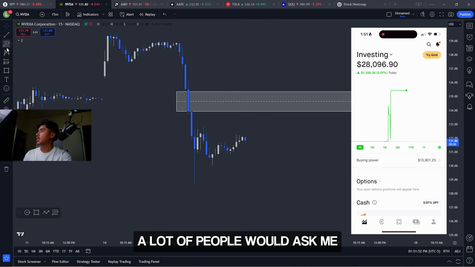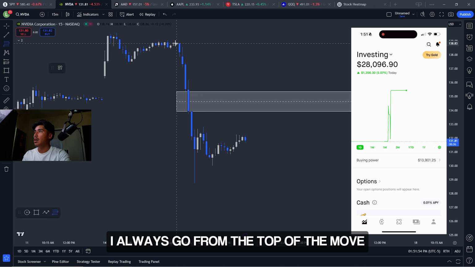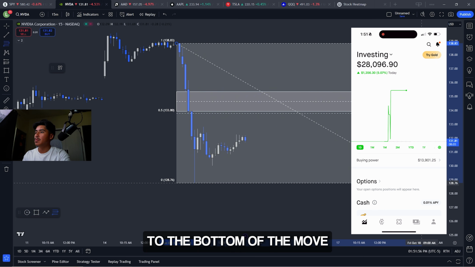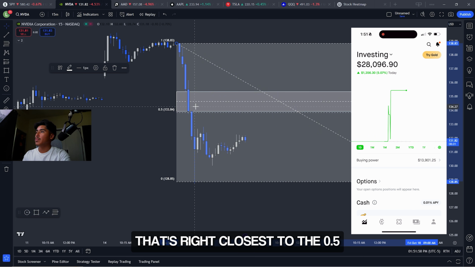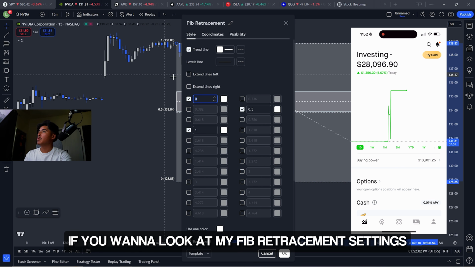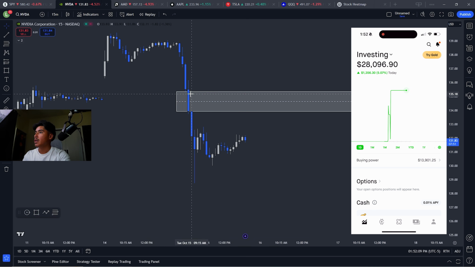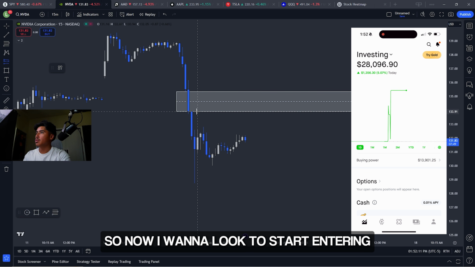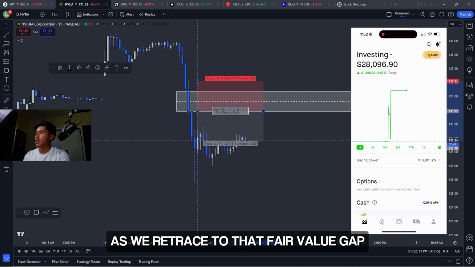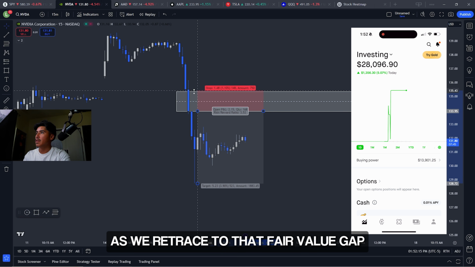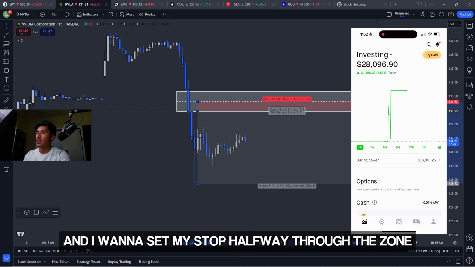A lot of people would ask me, what fair value gap do I use? I always go from the top of the move to the bottom of the move, and I use a fair value gap that's right closest to the 0.5. If you want to look at my fib retracement settings, I only have the 0, 0.5, and the 1, and then everything is white just to make it easy to read. So now I want to look to start entering as we retrace to that fair value gap, and I want to set my stop halfway through the zone.